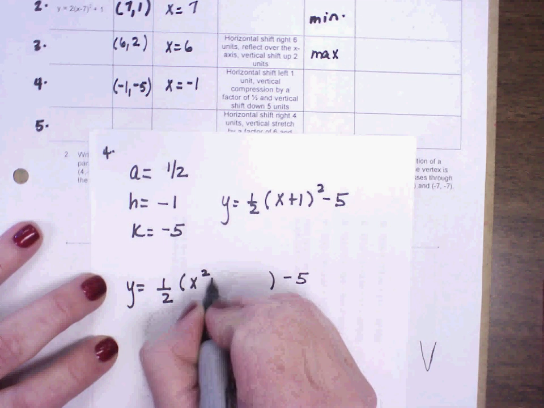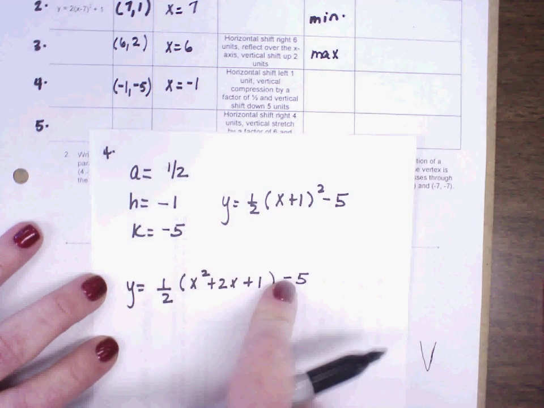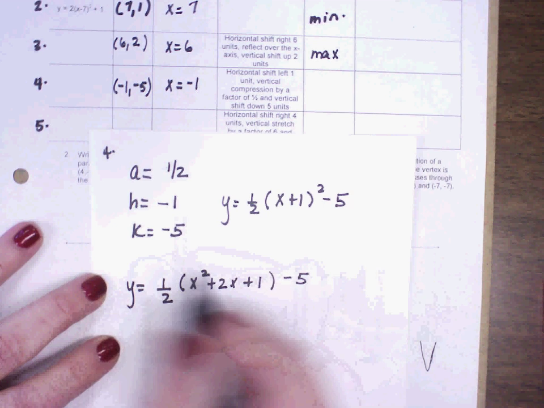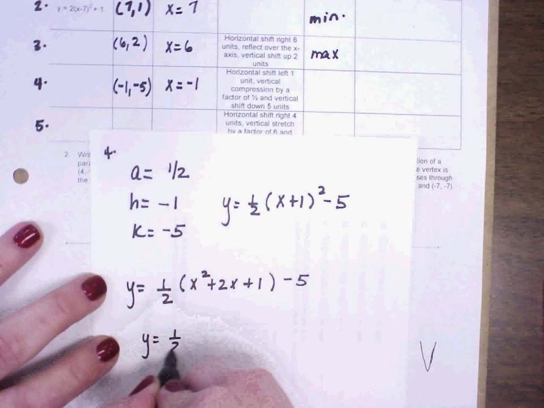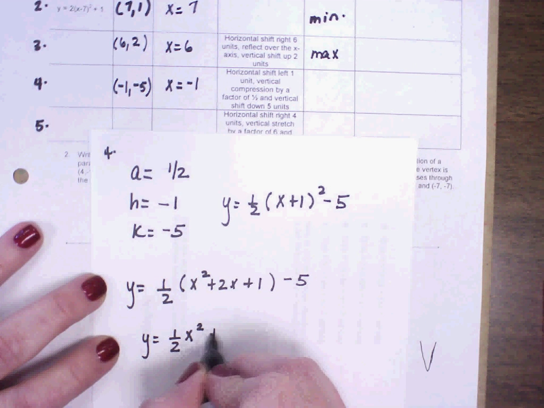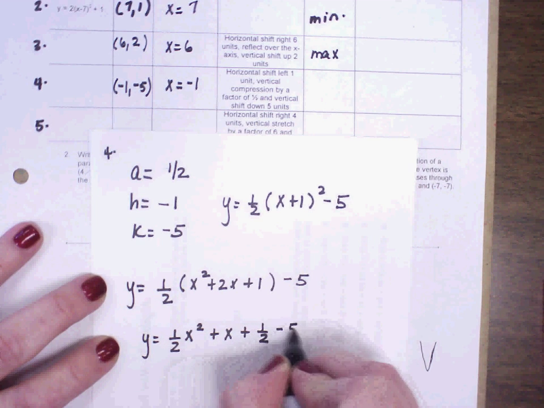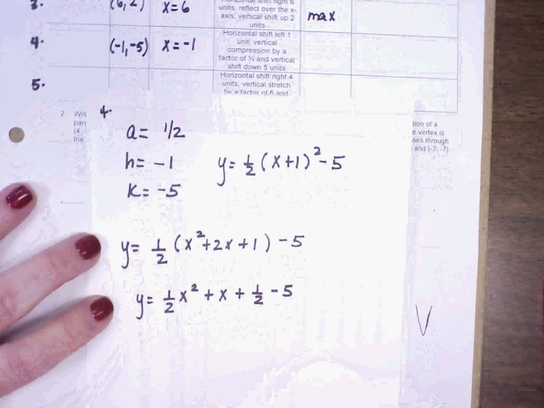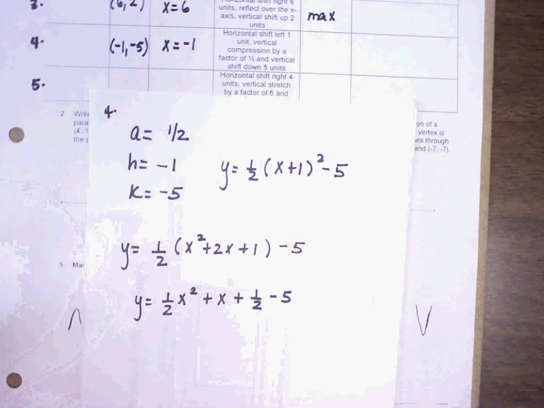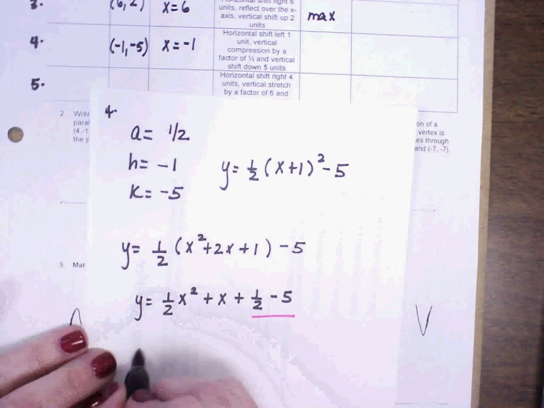x squared plus 2x plus 1. And then let's go ahead and distribute, right? So that would be half of x squared. What's half of 2? 1. And what's half of 1? 1/2. And then minus 5, right? And then I can put those two together.